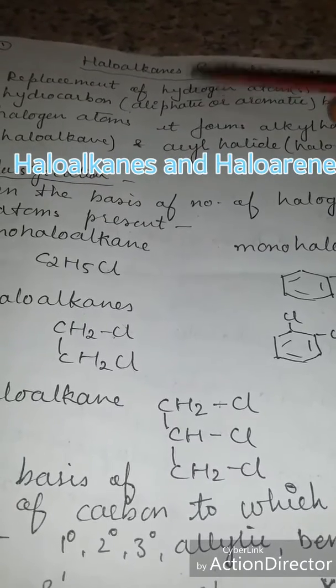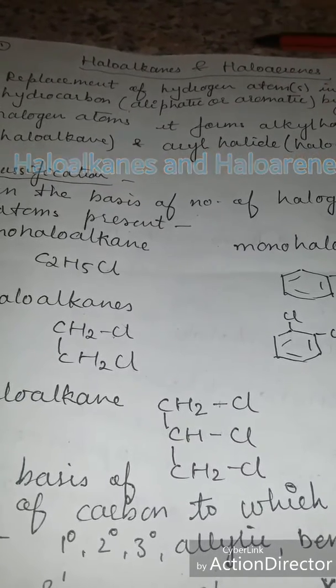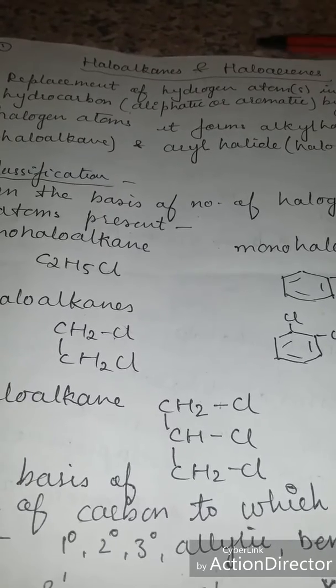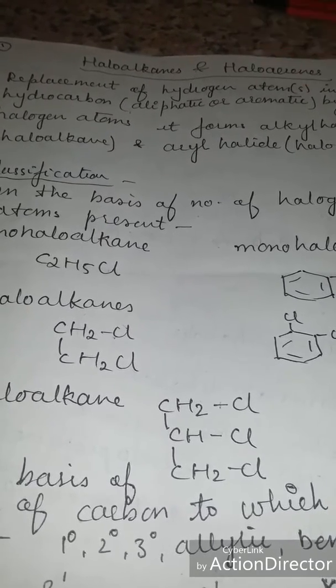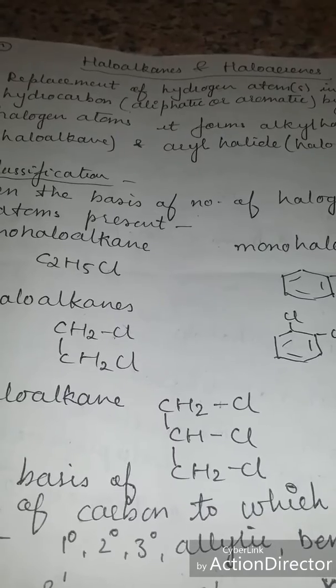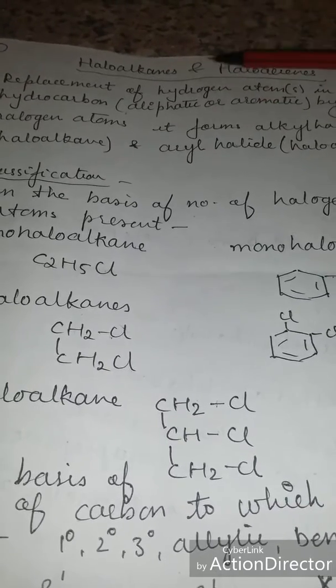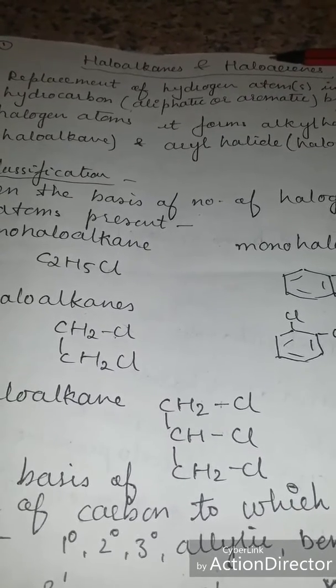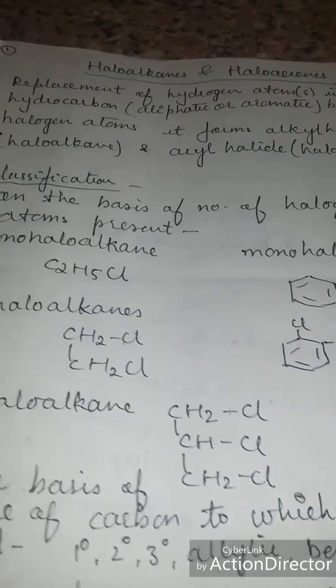Today's topic is haloalkanes and haloarenes. Replacement of a hydrogen atom in the hydrocarbon, whether it is aliphatic or aromatic, by halogen atoms will give you what is known as the haloalkanes or haloarenes. Now let us come to the classification.